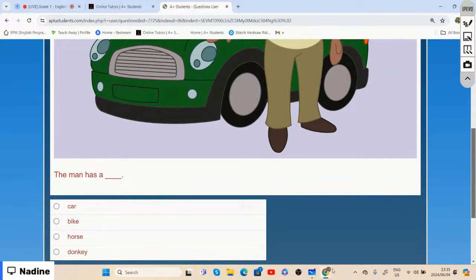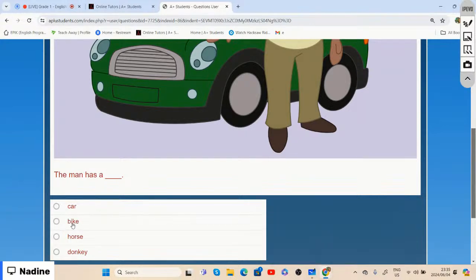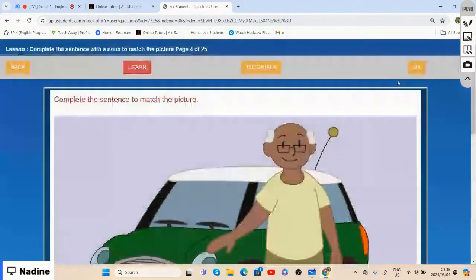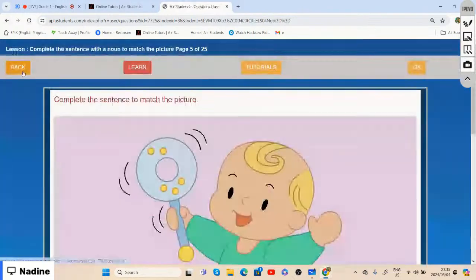Yes, beautiful. Not just any car, but he's got a green car. Well done. Right? So this man has a green car. So not just any car, but he's got a green car. So well done.